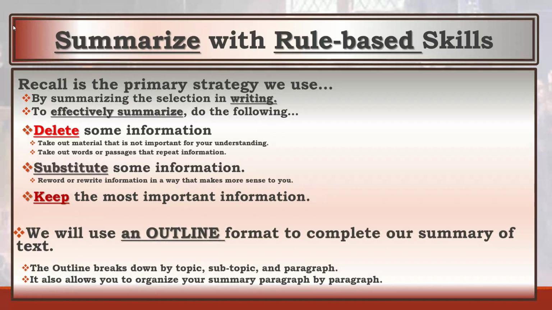Again, we're using an outline format to complete our summary of the text. We're breaking things down by the title, topic, subtopic. We're going paragraph by paragraph. It also allows you to organize your summary. It also makes you slow down when you read. That's one of the skills I'm trying to teach you here, that you can't just rush through the reading. You need to slow down and pay attention to the details. Details matter.